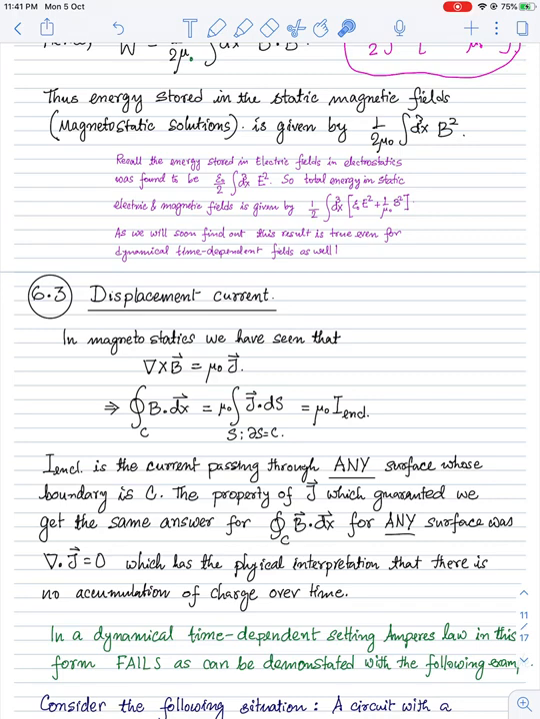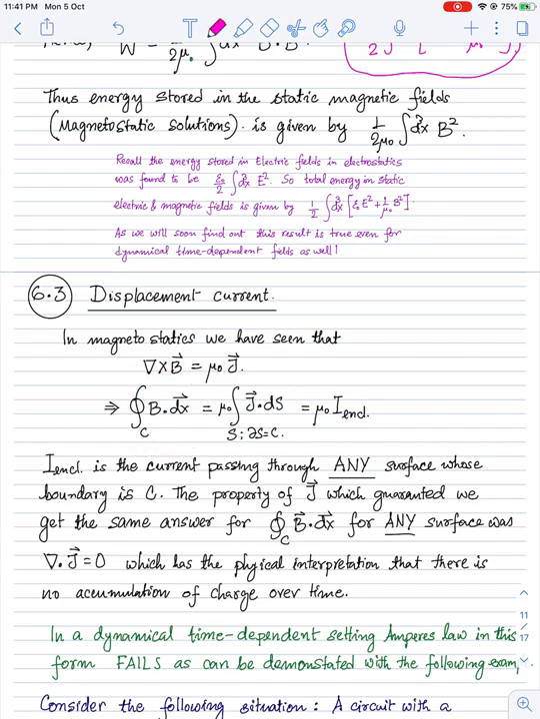So one last topic that I want to discuss in this video is this idea of the displacement current, and this has got to do with Ampere's law. Okay, so as we have seen in magnetostatics, Ampere's law is written in this form here: curl of B is equal to mu naught times J. Okay, this is Ampere's law.